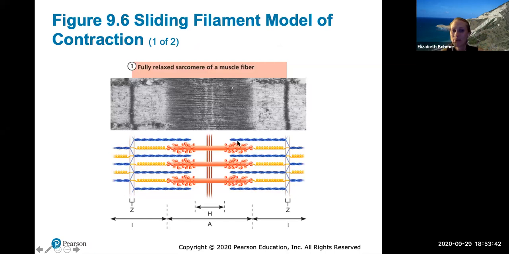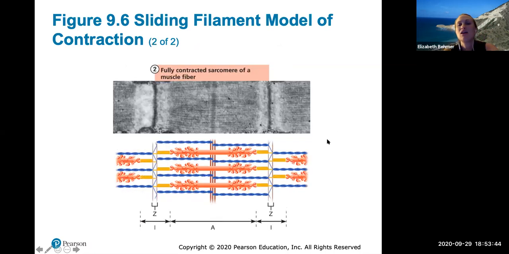There is some overlap between actin and myosin, but in a fully contracted sarcomere, you can see how there's much more overlap. The myosin globular heads are pulling the actin proteins past them, so we get a much shorter sarcomere. You can see here the Z disc to the Z disc has been shortened in width. So that is the sliding filament model, because these filaments are sliding past each other. That's why it's called the sliding filament model of muscle contraction.